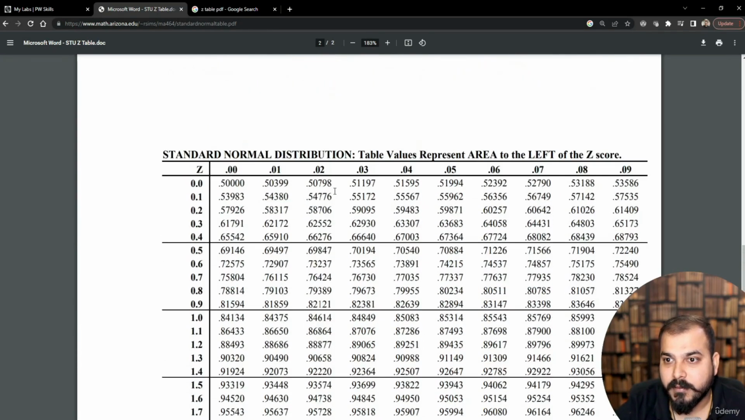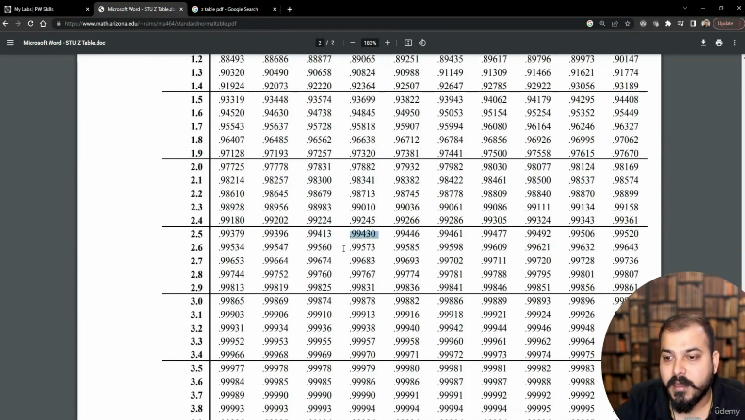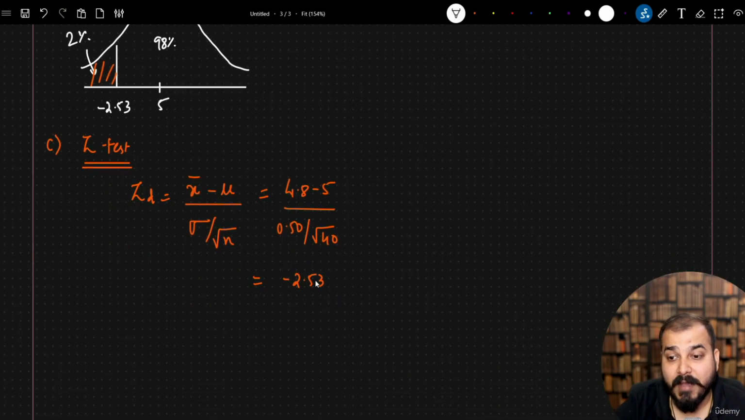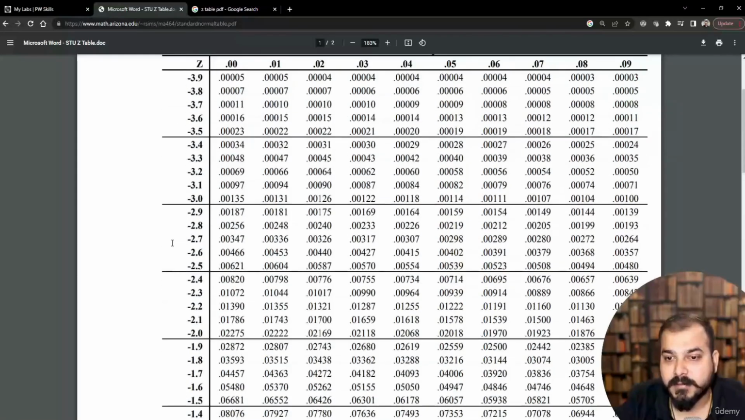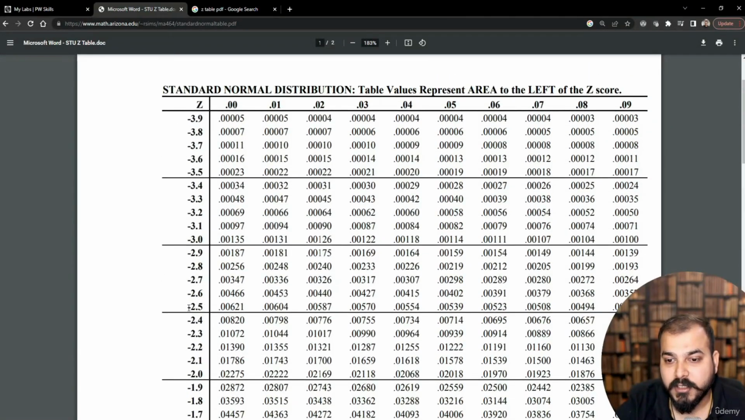For the positive value, the area under the curve is 0.99430. But I have got minus 2.53, so I will check in the negative direction, minus 2.53. It is nothing but 0.00570. This is what the area under the curve is.